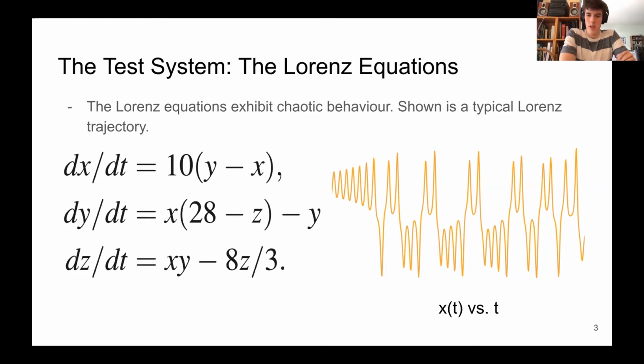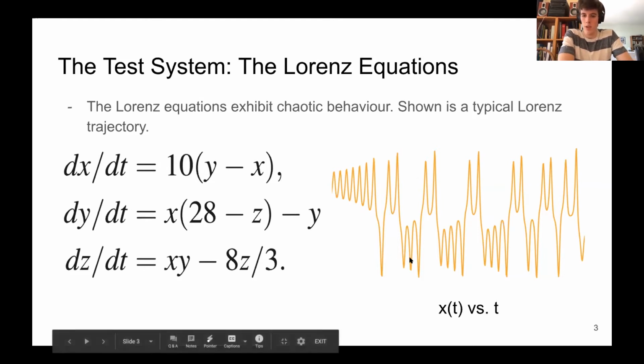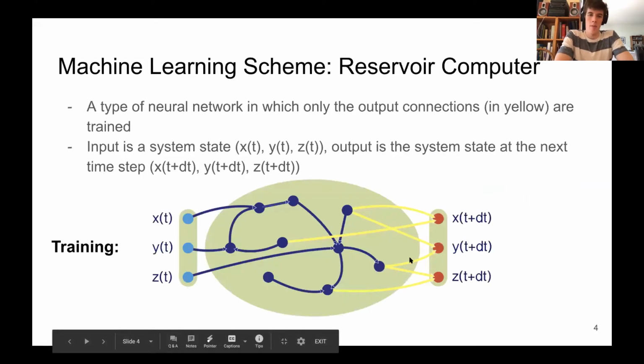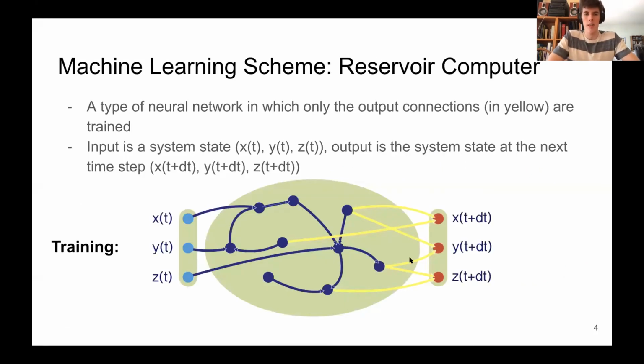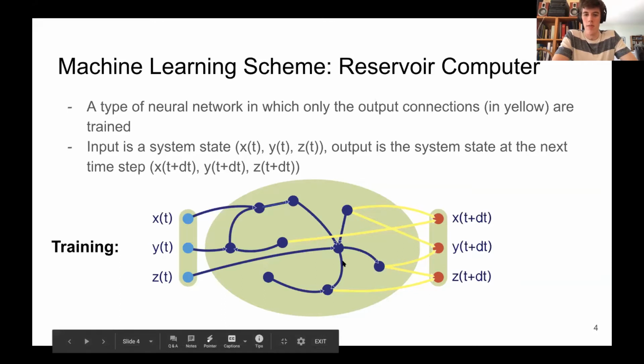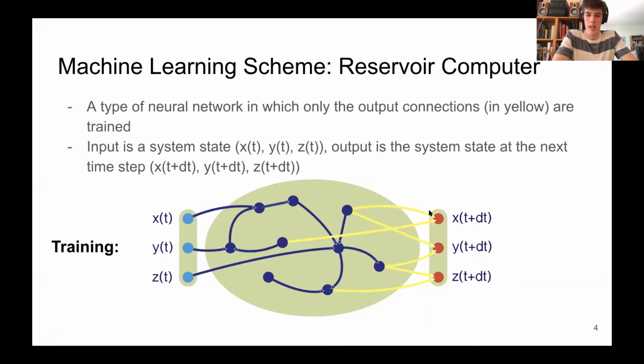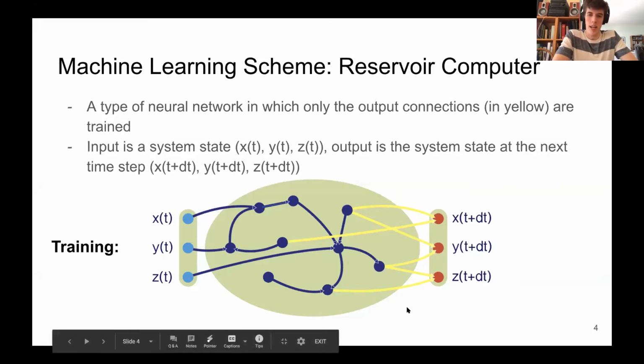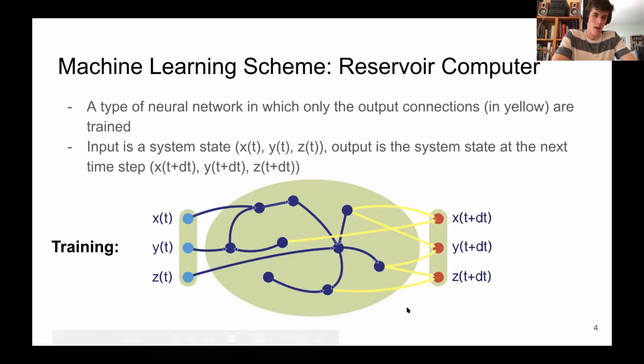We're using the Lorenz equations, a famous example of a chaotic system, as a test case for this research. This is a typical Lorenz trajectory. We're using the reservoir computer as our machine learning scheme for this work. A reservoir computer is a type of neural network where we only train the connections going from the internal neurons, or the reservoir, going to the output. These connections in yellow are the only thing we train. All the other connections are left random and fixed.